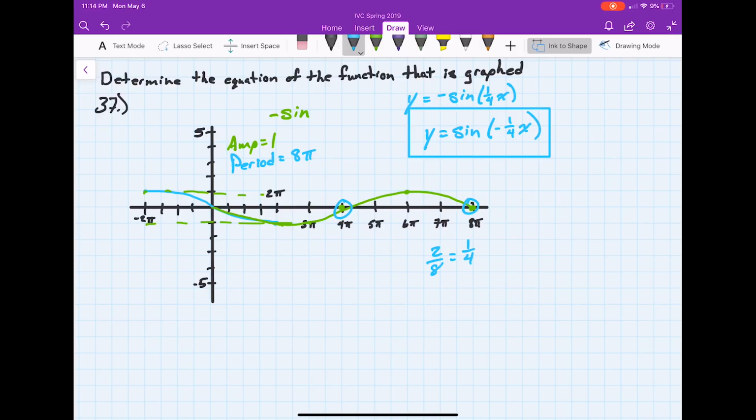Now, of course, you could have done this as a period of cosine. You could do it as a period of negative cosine, or you could have done it as a period of positive sine. It just depends on where you decide to take that period, and then you just have to make the equation work for that period. So there you go. That's number 37.